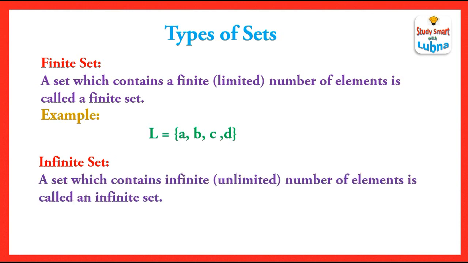Infinite sets. A set which contains an infinite, unlimited number of elements is called an infinite set. For example, here the set of natural numbers is given, N is equal to 1, 2, 3, 4 and then 3 dots. These 3 dots show that this set goes on forever till infinity. So in this set the elements are infinite, so this set is called an infinite set.